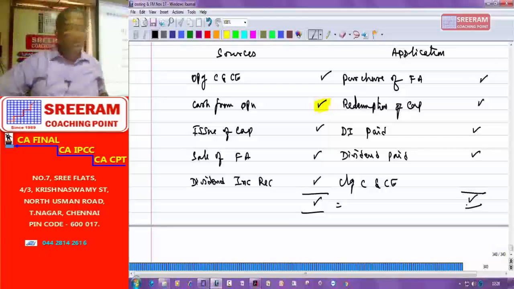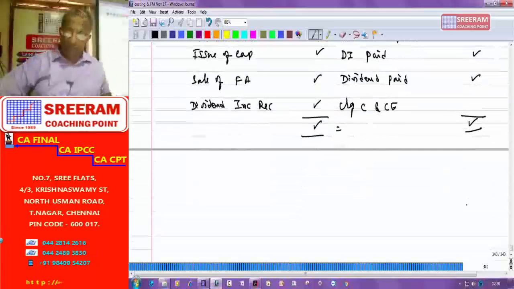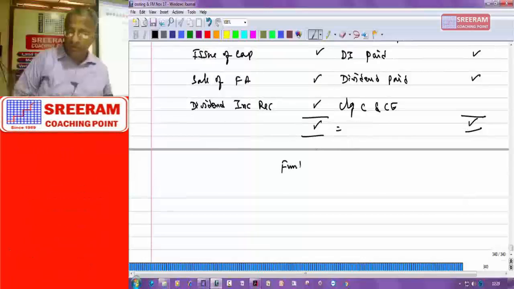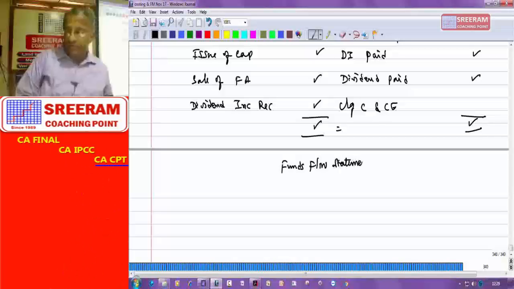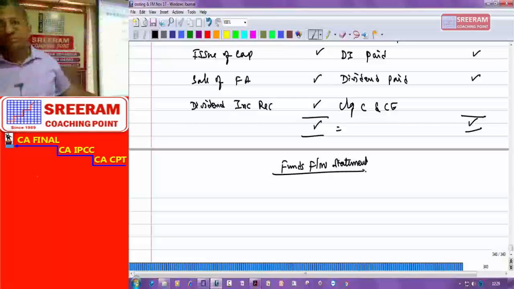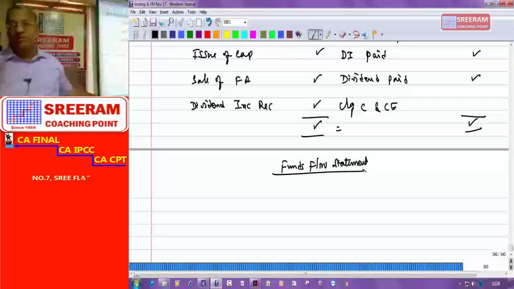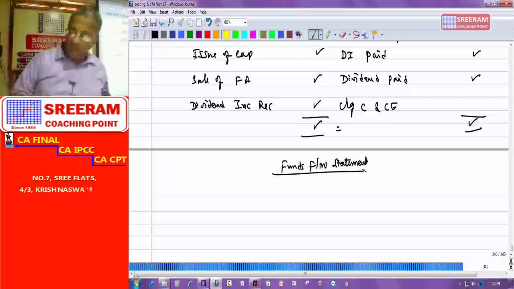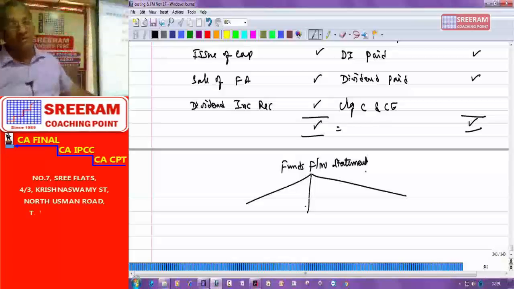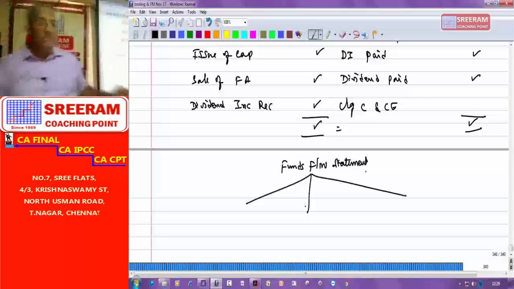Okay. Shall we proceed to the next? Now, the funds flow statement. I told you AS3 I will do towards the end. Now after cash flow for internal purposes, I am proceeding to the fund flow statement. This fund flow statement will have three divisions. Like how we had three divisions for the cash flow statement, we will have three divisions for fund flow. What are the three divisions?